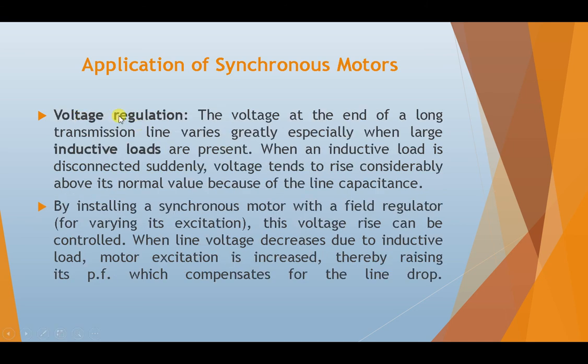Now the next one is voltage regulation. The voltage at the end of a long transmission line varies greatly, especially when large inductive loads are present. As we know, most of our loads are inductive. When an inductive load is disconnected suddenly, the voltage tends to rise considerably above its normal value because of the line capacitance. As we know, in a transmission line we have inductive, capacitive and resistive properties.